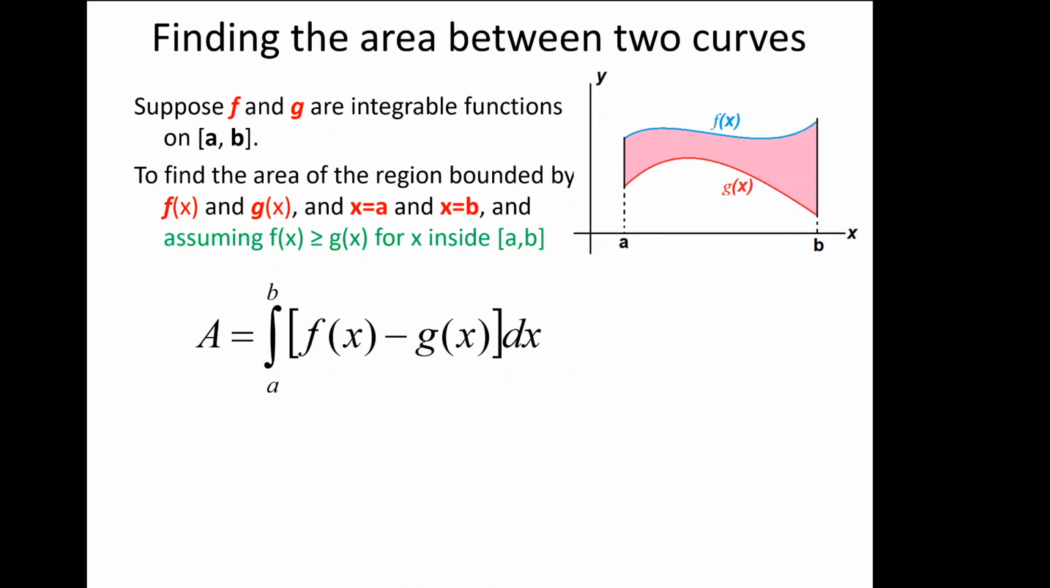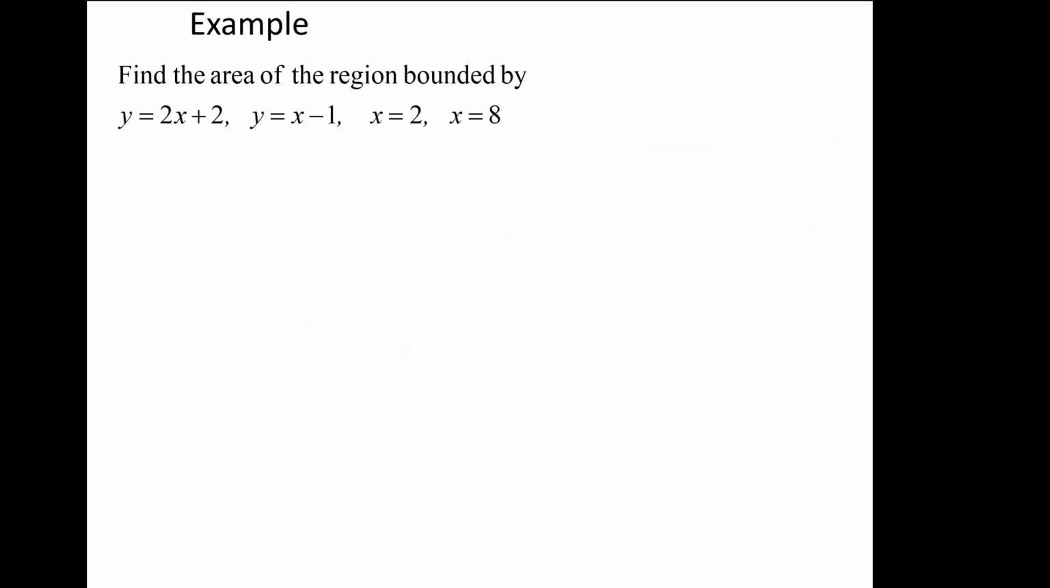That restriction in green may not always be true. We may have a situation where f of x and g of x cross in between. We'll have to do something different. Something to watch for, so keep that in mind. It's not the type of assumption that will always hold. We have to check that: is it always true that f of x is above g of x?